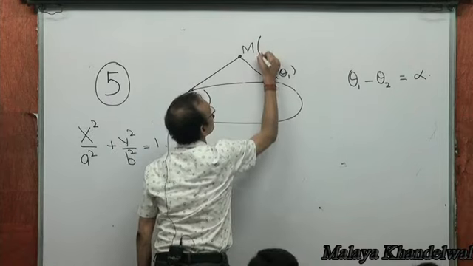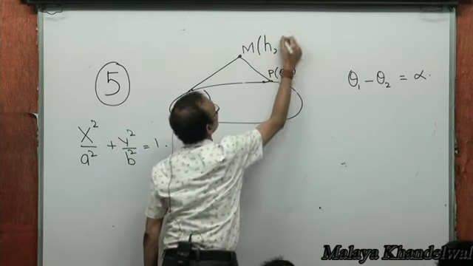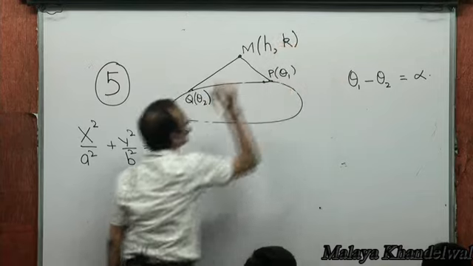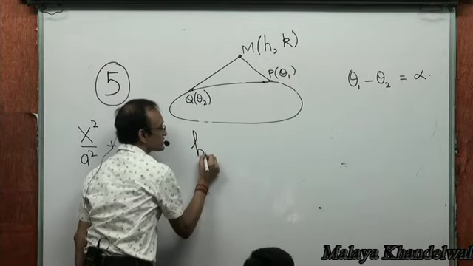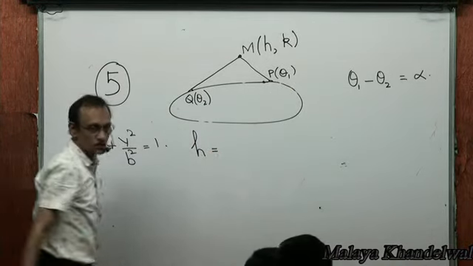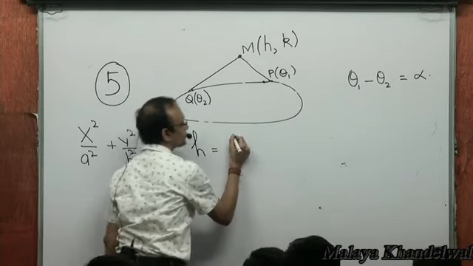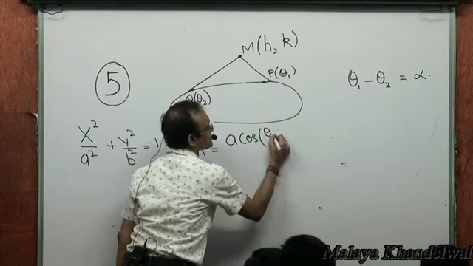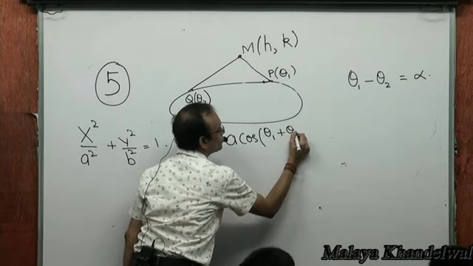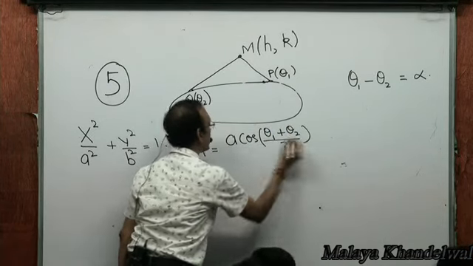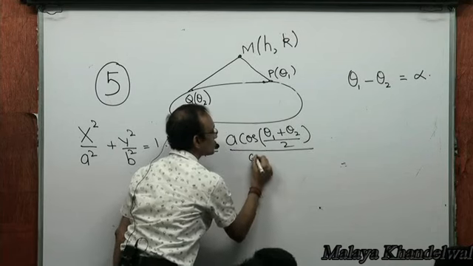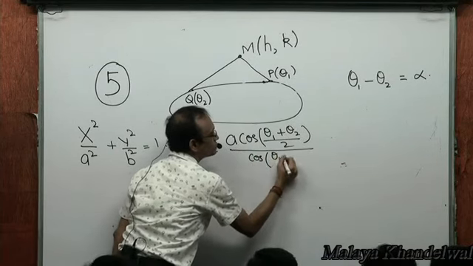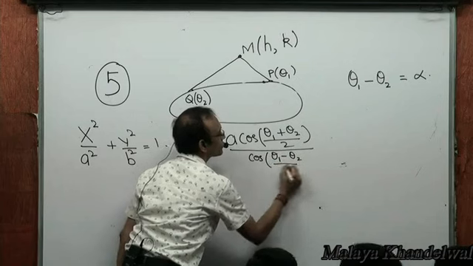Now, if M has coordinates h comma k, then if you recall a result that we discussed in our concept class, h, the x coordinate of M, is going to be a cos of (theta 1 plus theta 2) by 2, by cos of (theta 1 minus theta 2) by 2, right?